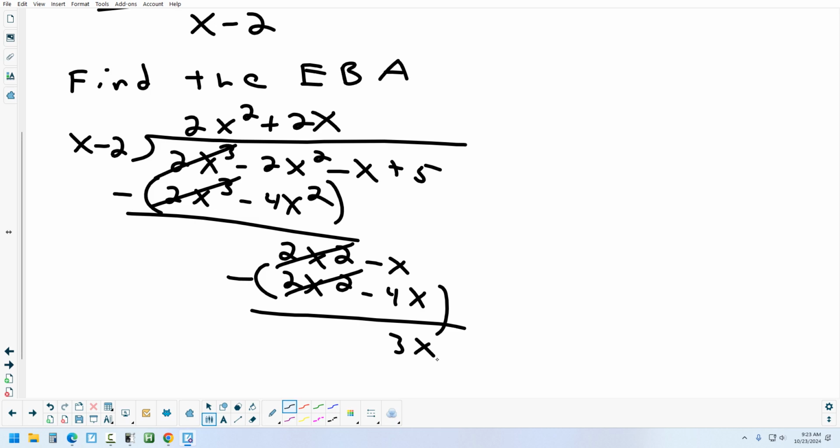Minus a minus becomes a plus. Now bring down your 5. We don't really care about the 5 though. That's going to be the remainder, part of the remainder. We don't need it. What's 3x divided by 1x? 3.